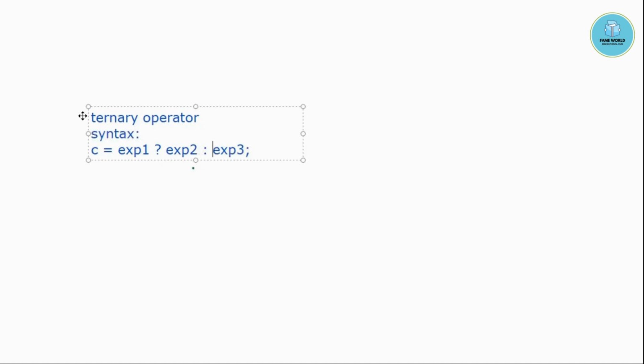And how does it work? Basically, if expression 1 is true, the output of this particular expression will be the value of c, so c will get the value of expression 2. Let me mark it with this star. If expression 1 is true, then the output of c will be expression 2, and if expression 1 is false, then the output will be expression 3.